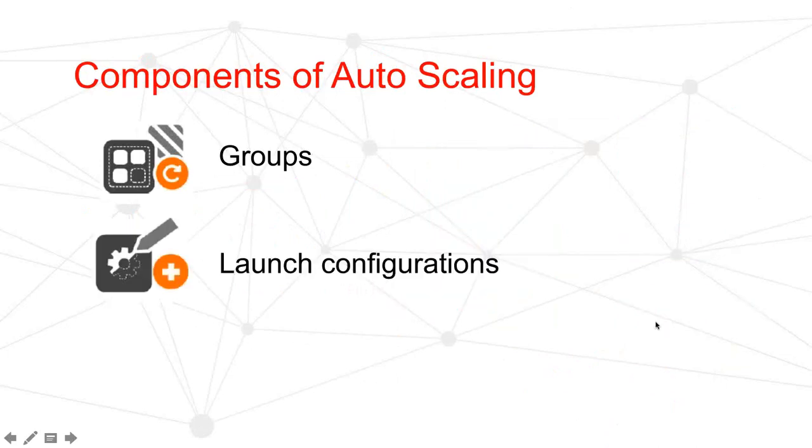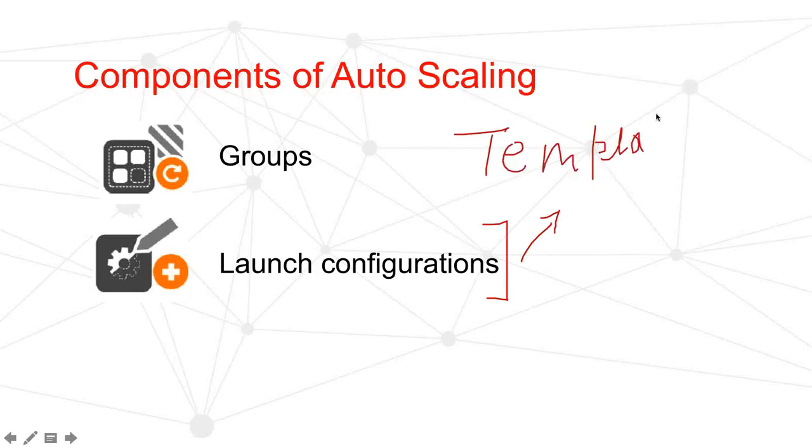Next thing that is very important for us to understand is called the launch configurations. What are the launch configurations? Why is it a very necessary building block in our auto scaling? Why do we need that? See, this launch configuration is nothing more than a template. It is just a template. That's it. But even though it is just a template, it's quite important.